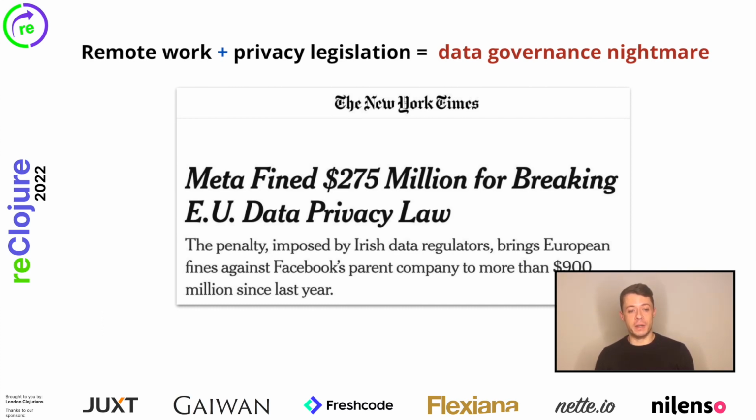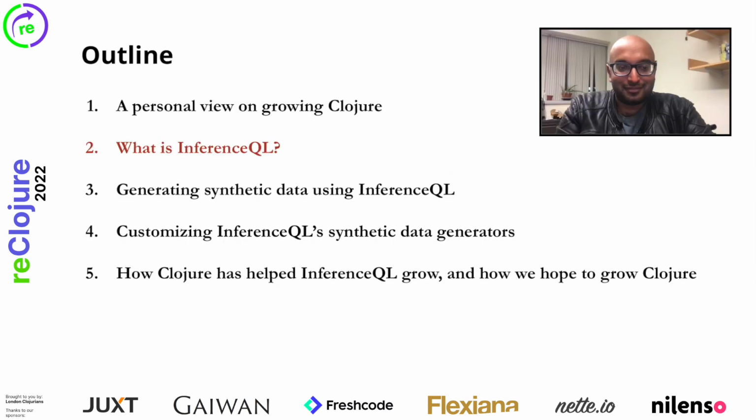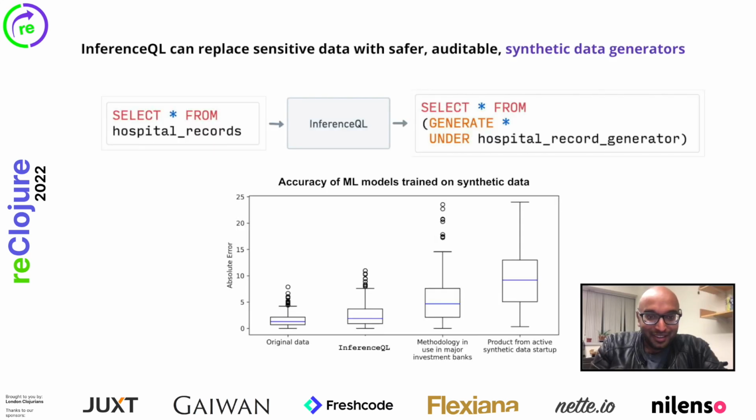We think that InferenceQL can solve this problem, and that we can use this business need to help fund the adoption of Clojure in the enterprise. Let me show you what InferenceQL is using the problem of replacing sensitive data with safer synthetic data generators that are also easy to audit and customize. InferenceQL makes it as straightforward to query from a synthetic data generator, let's say via SQL Select, as it is to query original real data.